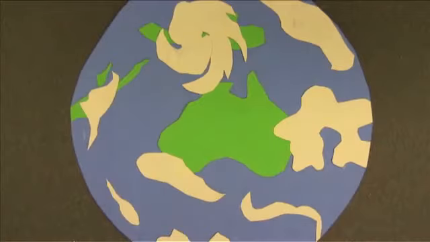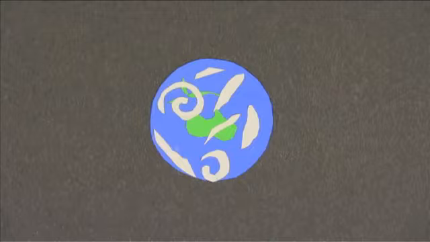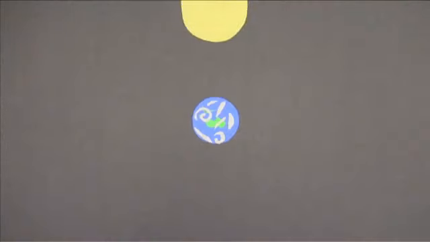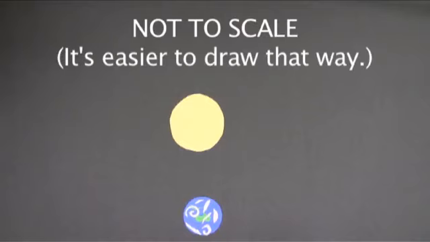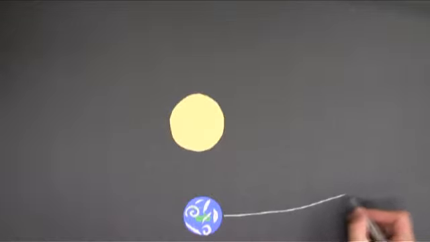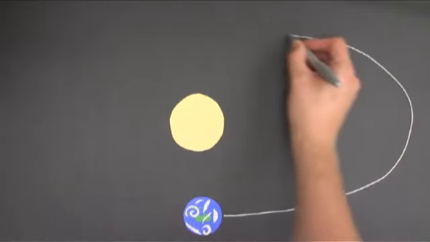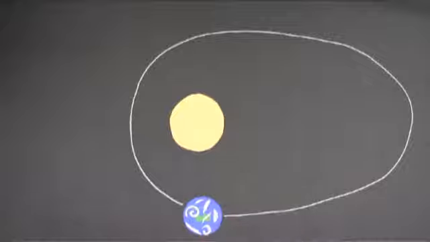To answer this question, we have to zoom way back and start with a top-down look at the Earth's orbit around the Sun. Oh, by the way, everything you see in this video isn't to the correct scale. Now, the Earth's orbit isn't a perfect circle. It's actually an ellipse. You usually see it drawn like this.